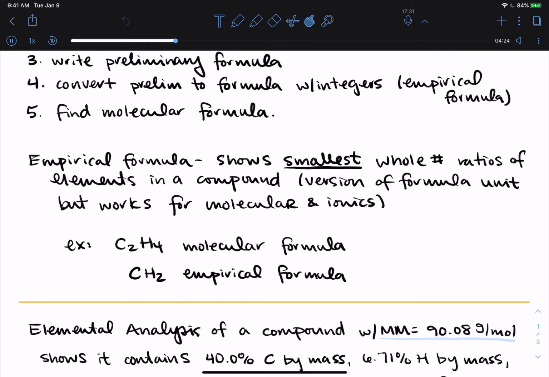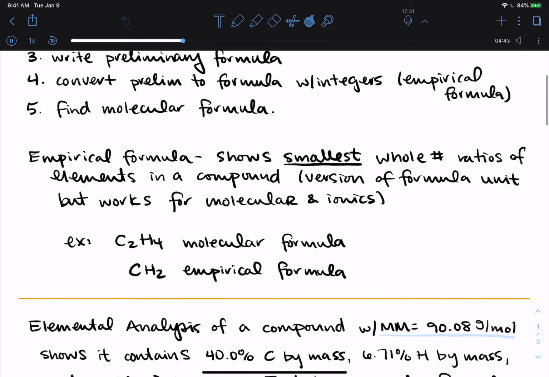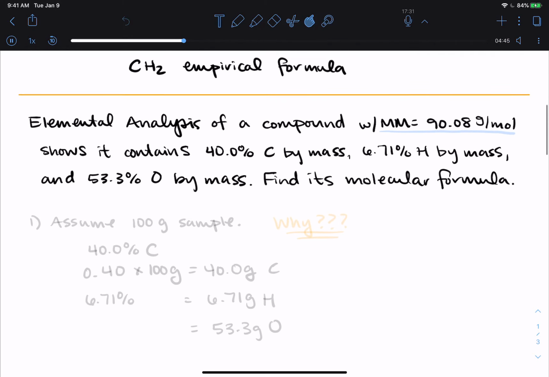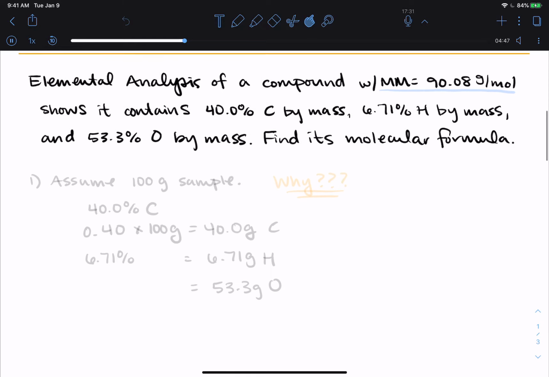So when we're working with experimental data, we'll always find this empirical formula first, and then if we know the molar mass, we will be able to scale that up to the appropriate size so that we know the actual molecular formula. So I'm going to pause and write out this example, and then we'll go through the steps to take elemental analysis data and turn it into an actual molecular formula.